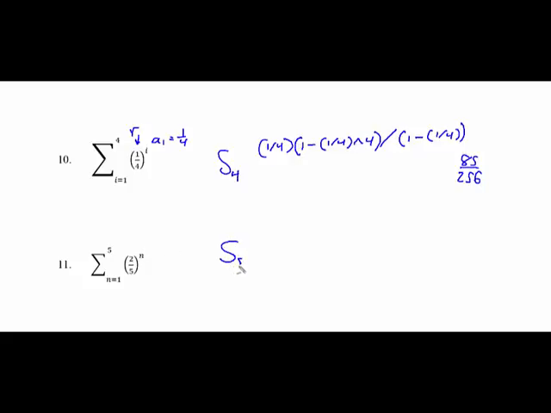And number 11 has pretty much the same format, since our a sub 1 and r is the same thing. Our s sub 5 is going to be, as you would type it into your calculator, 2/5 multiplied by 1 minus parentheses 2/5 parentheses raised to the 5th power, closing that off, divided by parentheses 1 minus parentheses 2/5 parentheses parentheses. And you could get a decimal, which is approximately 66 hundredths, and then convert that back into a fraction. If you didn't round the decimal, you can leave this as a perfect fraction of 2062/3125.